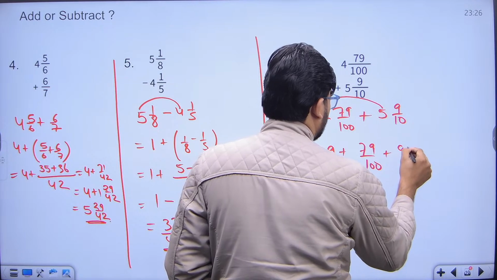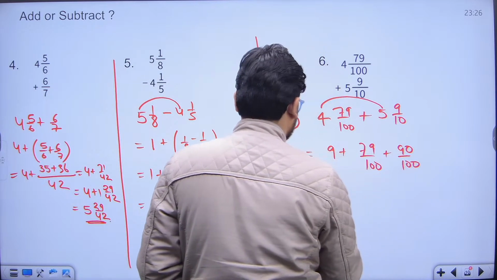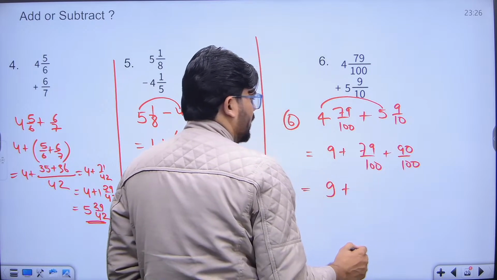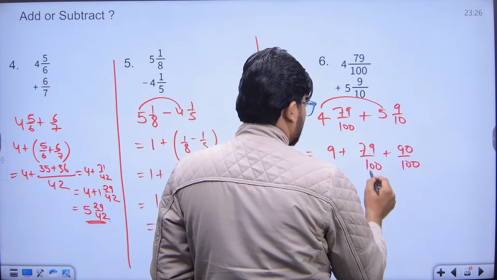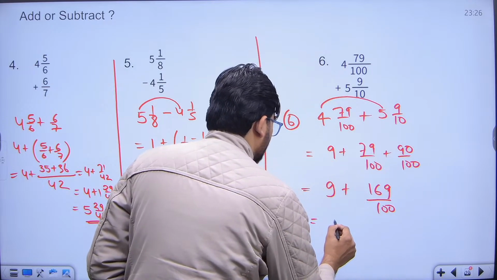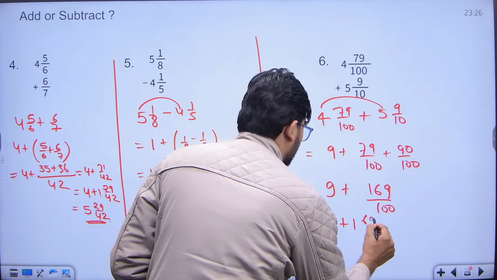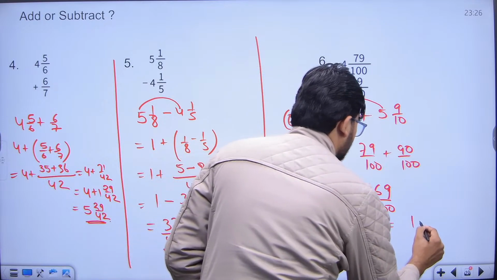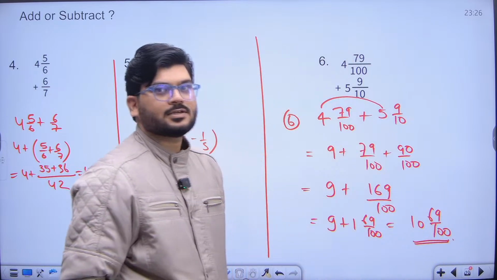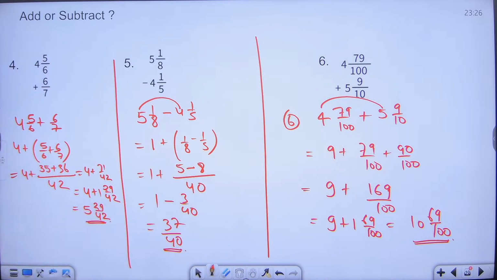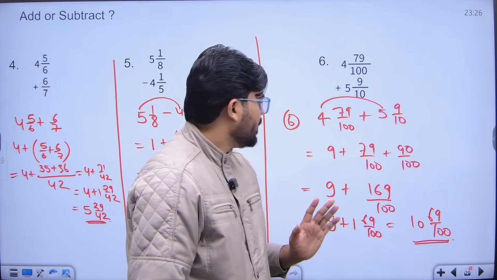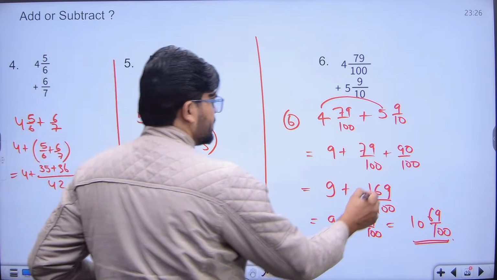and this can also be written as 90 by 100. So together if I add them, it is going to be 169 by 100. So it is going to be 9 plus 169 by 100. It is 10 69 by 100. This is your final answer. Okay. Final answer I have marked with 2 lines. I hope it is clear to you. This is 9.